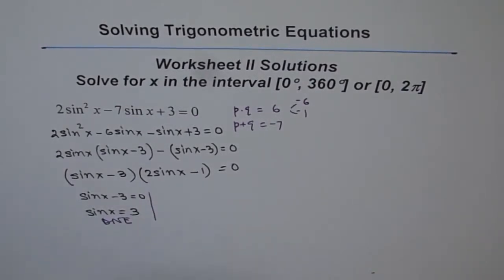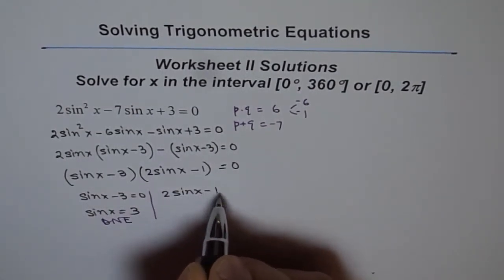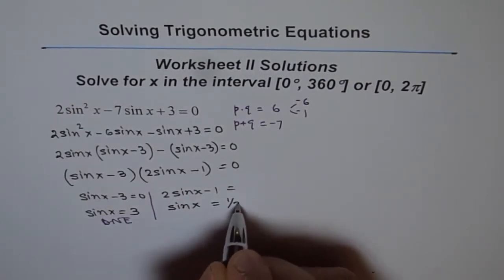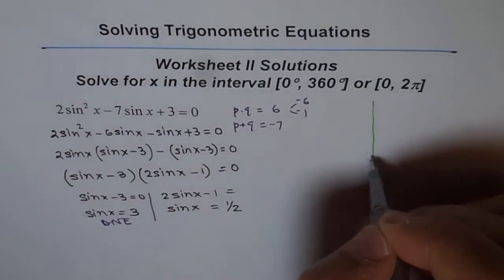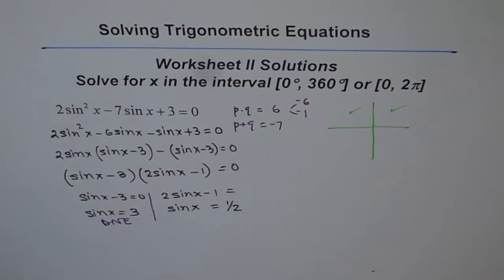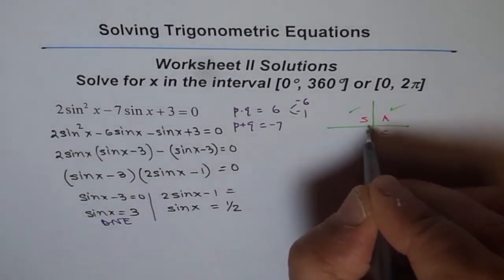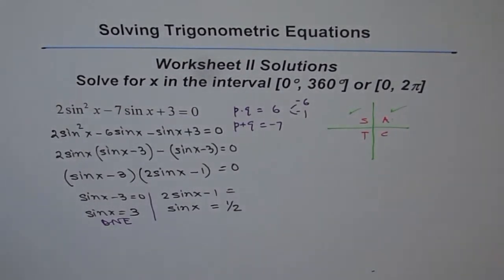Now let's figure out the other equation, which is 2 sine x minus 1 equals to 0. That gives us a solution as sine x equals to half, correct? Well, that is a possible solution, right? So sine x is half where? Sine x is half, that is positive half, in two quadrants, here and here, right? You remember the CAST rule? So CAST rule is this, right? So all are positive in quadrant 1 and sine is positive in quadrant 2. So we got two possible solutions.